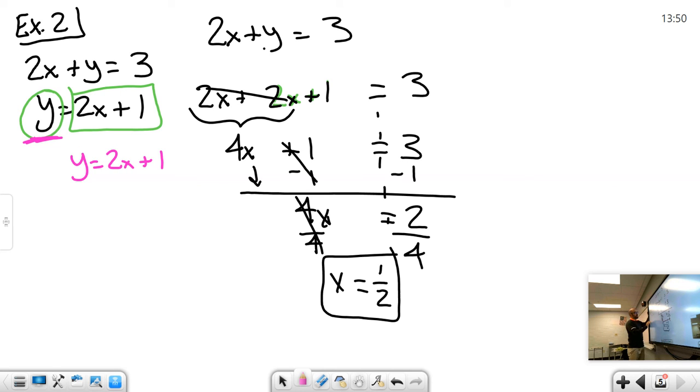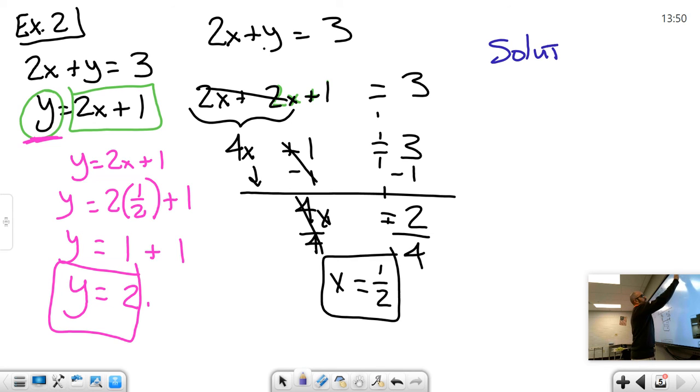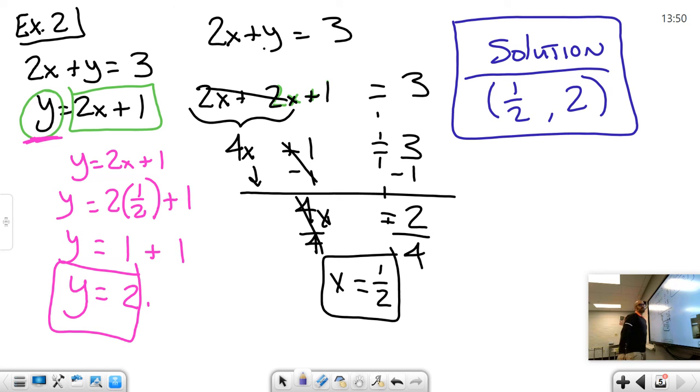So I'll take my x value, sub it in, and then we just solve. 2 times 1/2 is 1, and 1 plus 1 is 2. So y equals 2. That would mean my solution for this particular problem is 1/2, comma 2. So if I was to graph this, they would intersect at 1/2, 2.